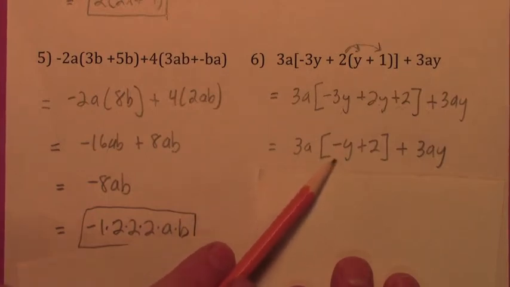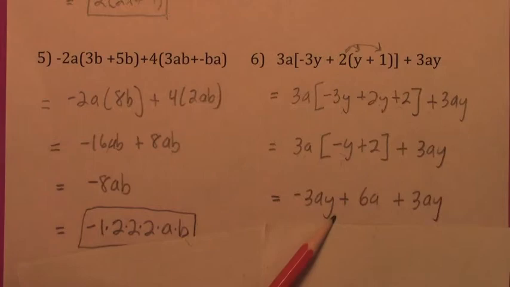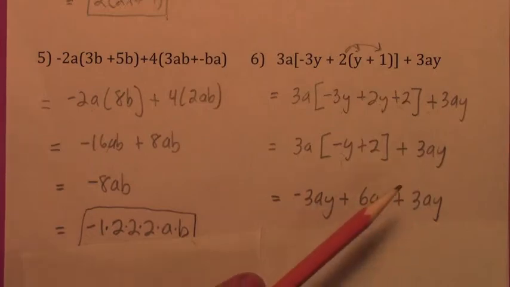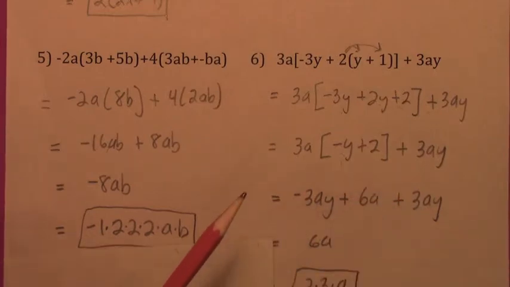And then we're going to distribute the 3a to each of these inside the square brackets. We get this. And then the 3ay's cancel. Look at that. This cancels with this. The first term cancels with the last term, and you just have 6a, which can be written as 2 times 3 times a. There you go.